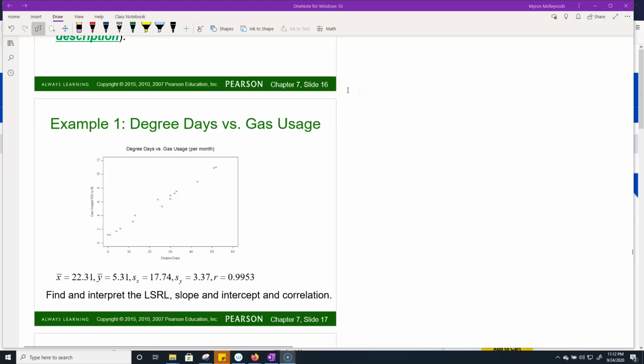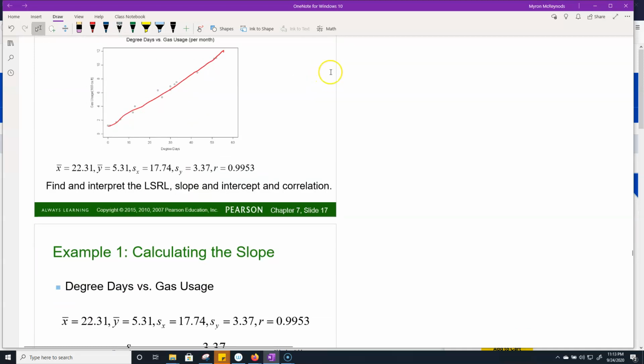All right, class, example number 1 for the Chapter 7 outline has to do with degree days versus gas usage. So what this is saying is, on a 52 degree day, we hit this point right here, which is about 1100 cubic feet of gas usage. So it's a relationship between how hot it is versus how much gas you're using. You're probably running your air conditioner. So as it gets hotter, you're using more gas. There's a strong positive relationship here. You can draw that line right there. It's a strong positive relationship.